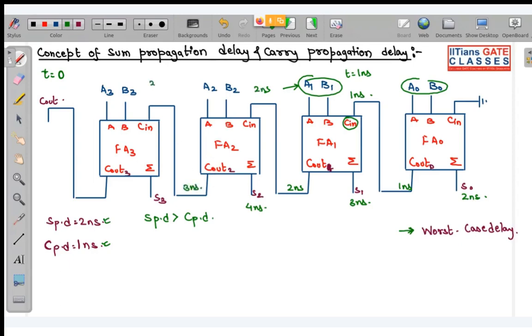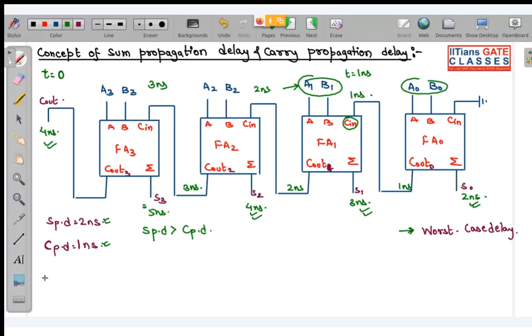So after 3 nanosecond, the input of this full adder has stabilized. So C out will be generated at 4 nanosecond, but this S3, look over here. All the inputs have already been generated, S0, S1, S2, C out, at 4 nanosecond, but this output S3 has still not stabilized. So what will happen? This will be generated after 2 more nanosecond. So 3 plus 2 is 5 nanosecond.